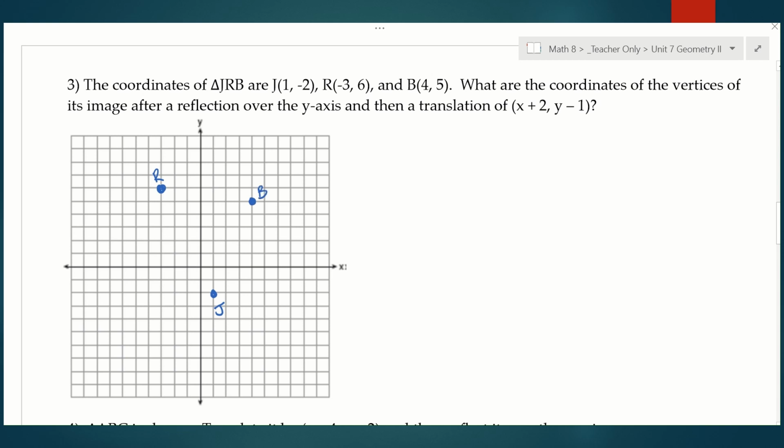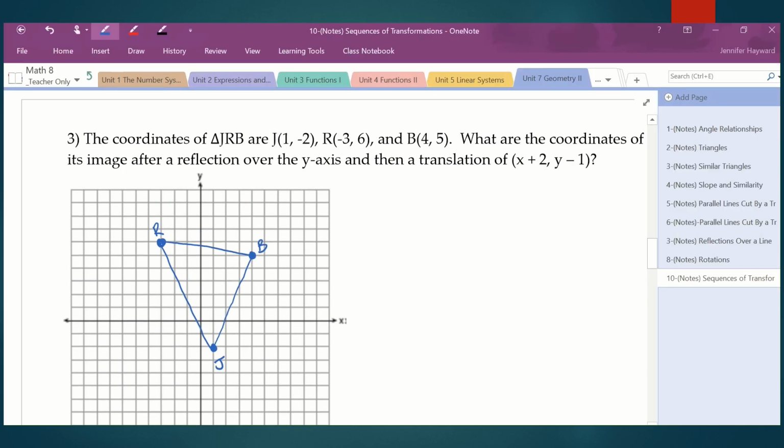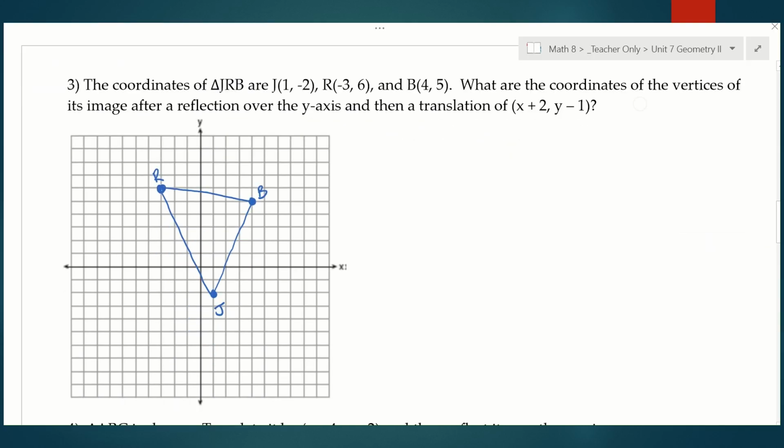Pretty big triangle here. Okay, so our first transformation they're asking us to do is a reflection over the y-axis. So we'll take each of our points, we'll count how far it is from the y-axis, and we'll count in the opposite direction. So I'm going to start with R.